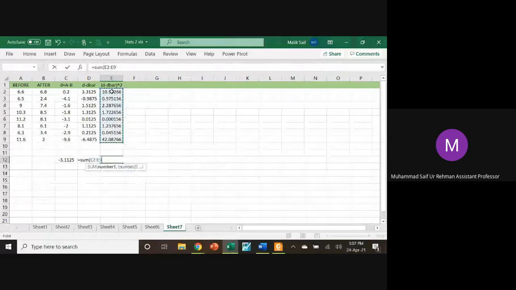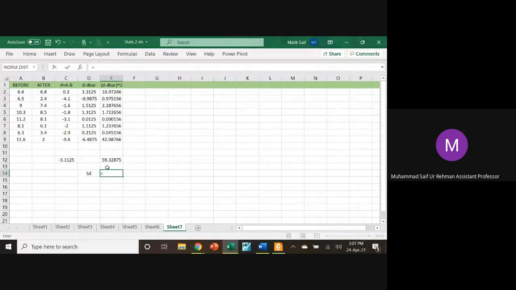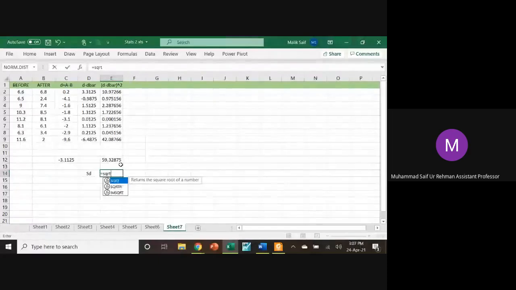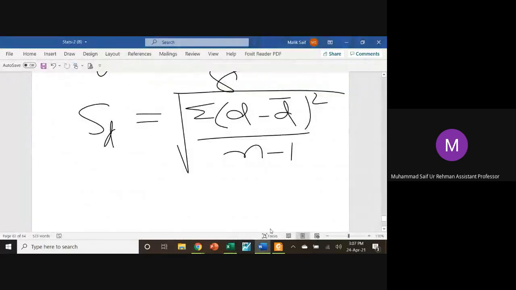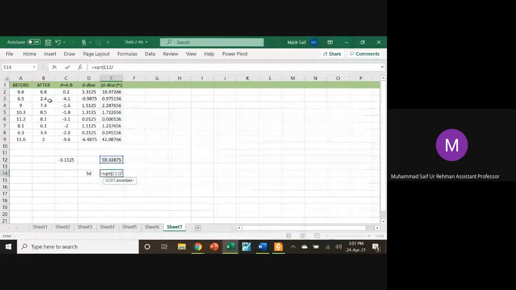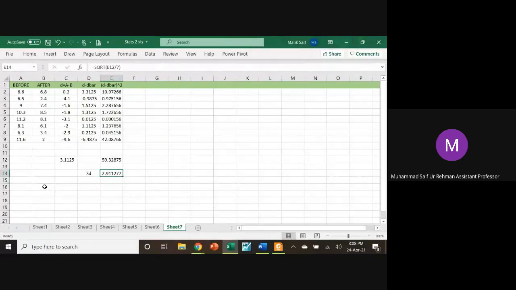This is the answer. This is your numerator. And then for SD, what you have to do is take the square root of this value, and divide it by n minus 1. So what is n in this case? 8. 8 minus 1 is 7. Close the braces. Press enter. This is the answer. This is your standard deviation. Fine. And now you are able to find the t statistic.